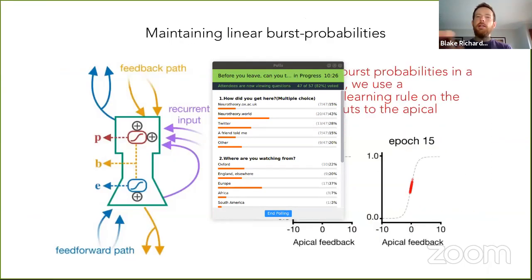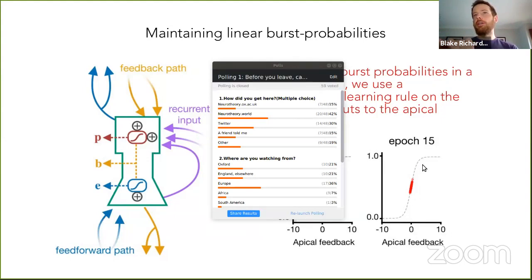Yeah, so it's that in order for the changes in burst probability to successfully carry the error from the top level down through to the bottom level without horrible distortions of the gradient, we need to keep the burst probabilities, as a function of the inputs into the apical compartments, linear. Obviously it is nonlinear, it's a sigmoid function because we're calculating probabilities between 0 and 1. But what we do is we push the activity in the apical compartment towards the midpoint in order to keep them in the linear part of the sigmoid. And so that's what we have to linearize. I see, thanks. And then the feedforward activity can still be nonlinear, whatever it happens to be. Yeah, that's right.